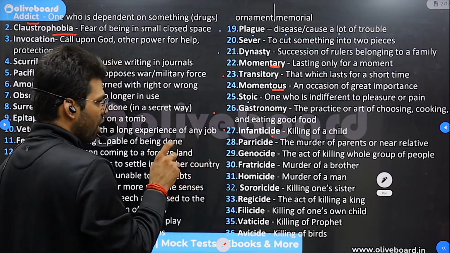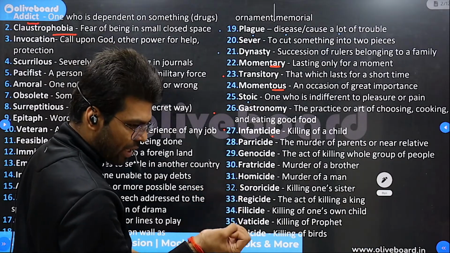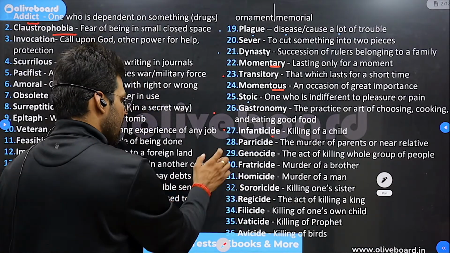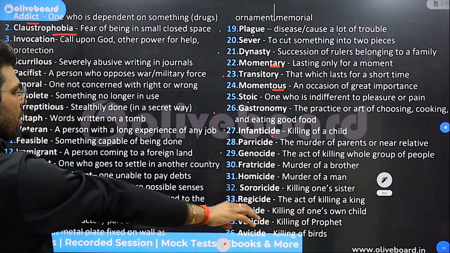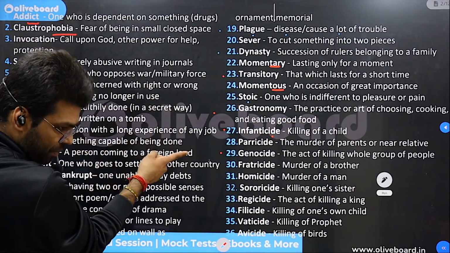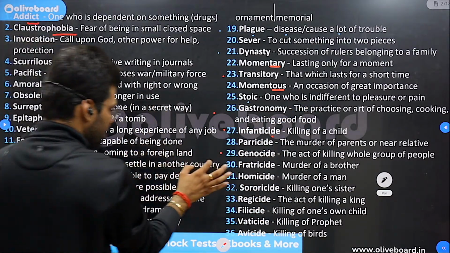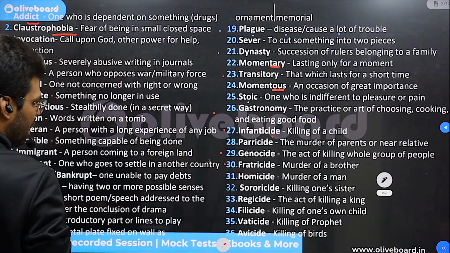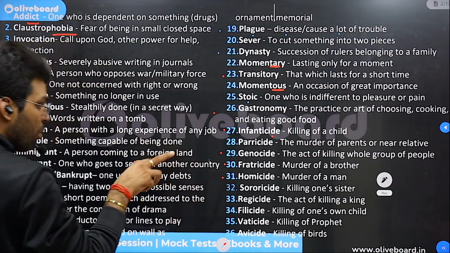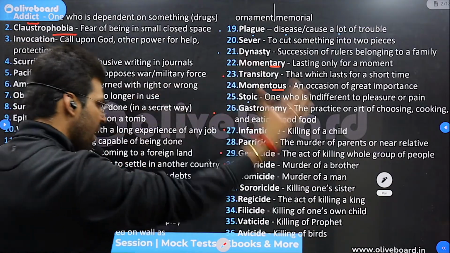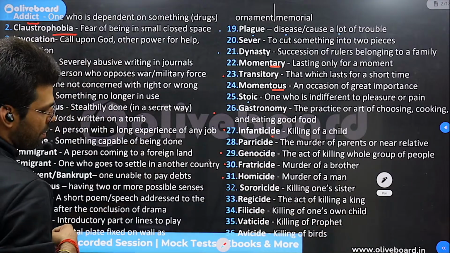Infanticide, killing of an infant, child, baby. Genocide, killing a whole race, group of people. Hitler, genocide. Fratricide, killing of brother. Homicide, homo, when one person kills the other, homicide.